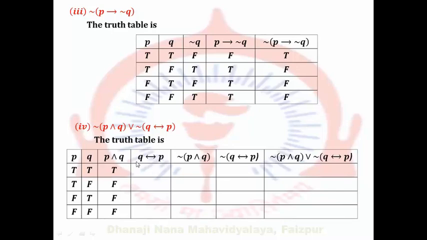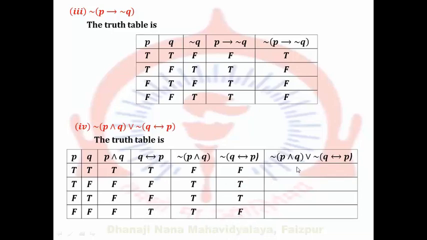Then Q double implies P. We know that for double implication, if both statements have the same value, then and only then it is true, otherwise it is false. So in this column the first value is true, the second is false, the third is false, and the last value is true, since both statements are the same. This is the column for Q double implies P. Now negation of P and Q is the negation of this statement, so it is F, T, T, T. And negation of Q double implies P is the negation of these values, so it is F, T, T, F.